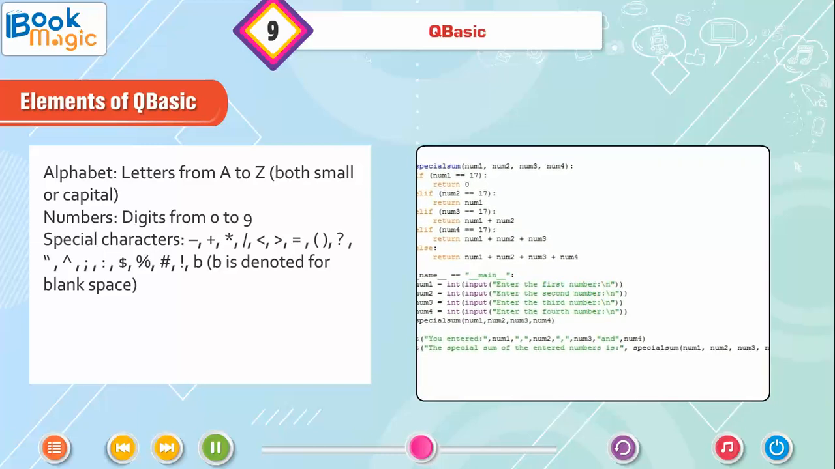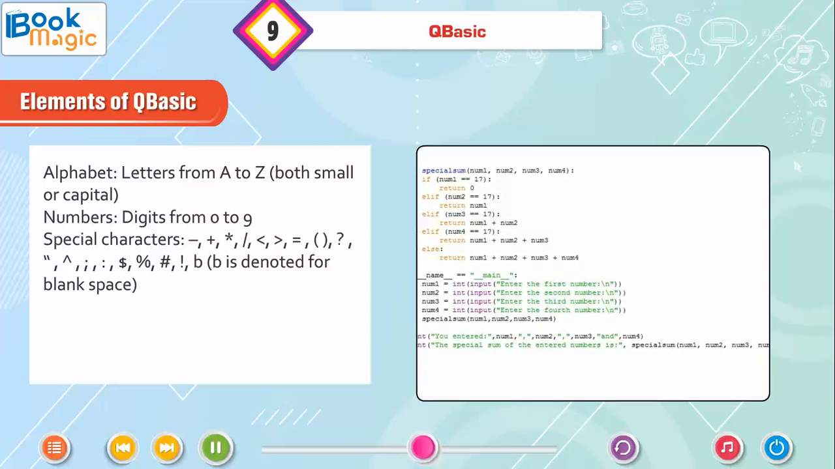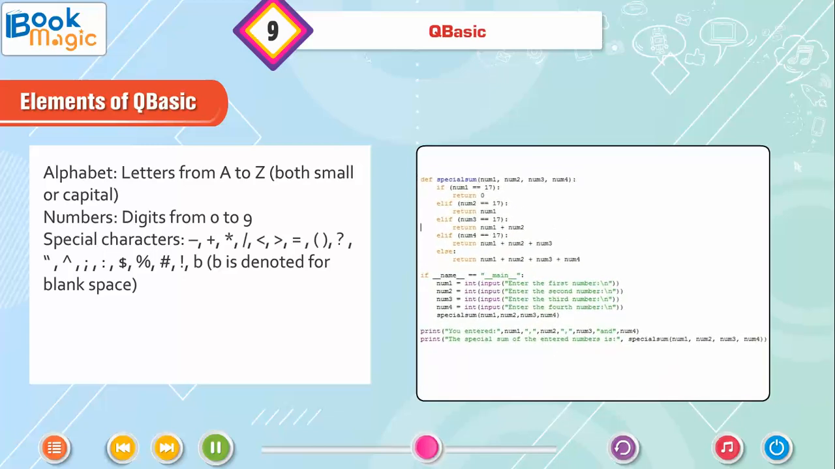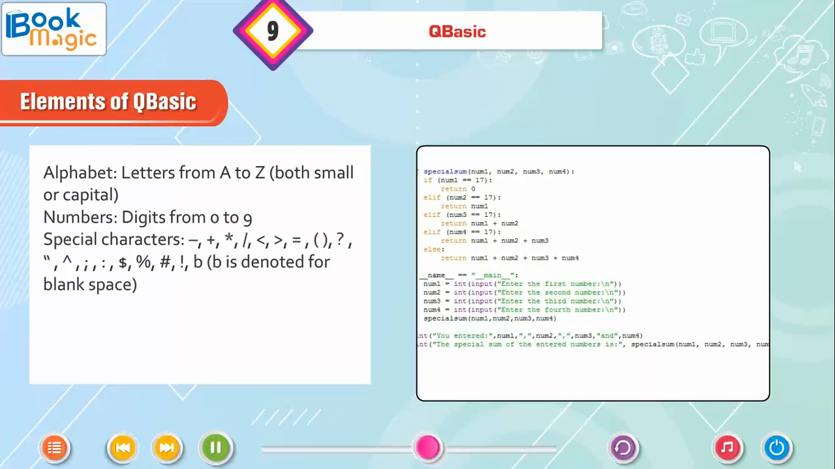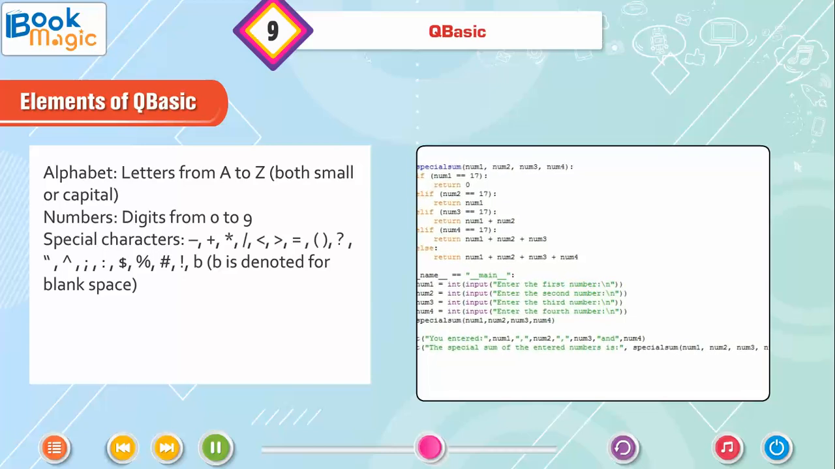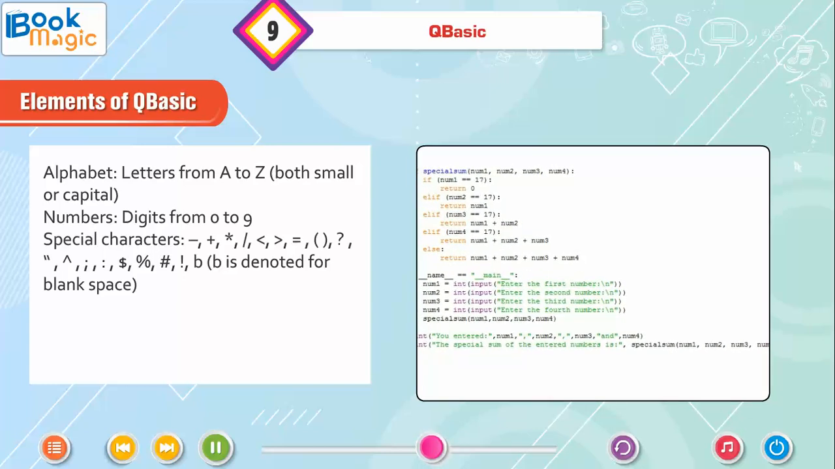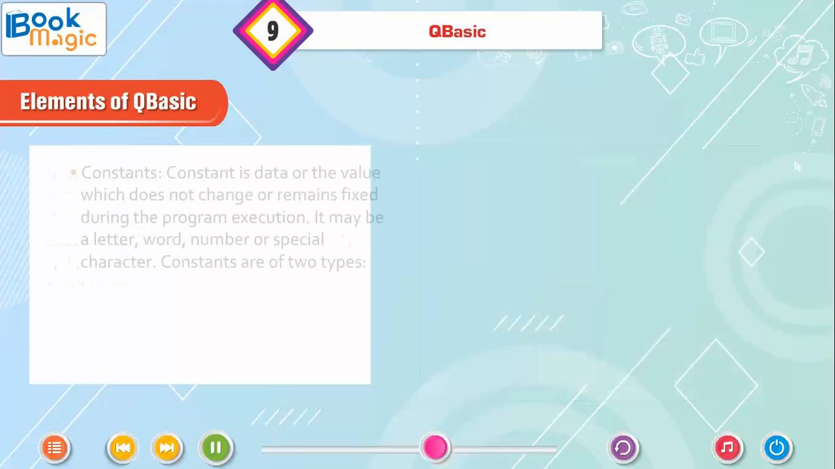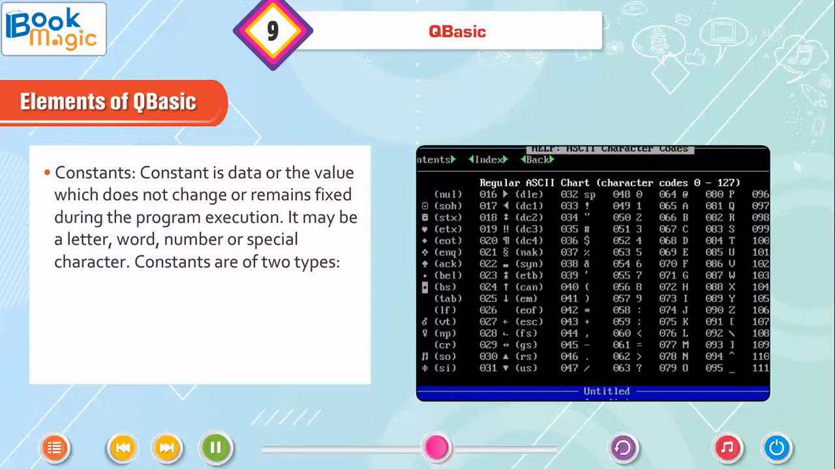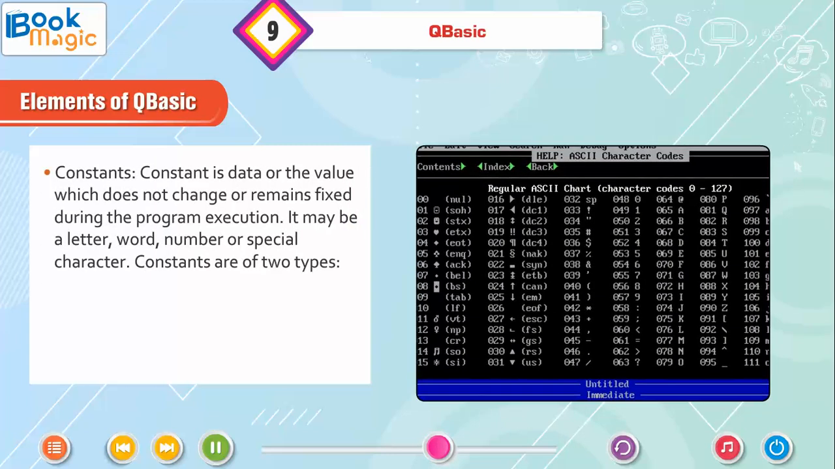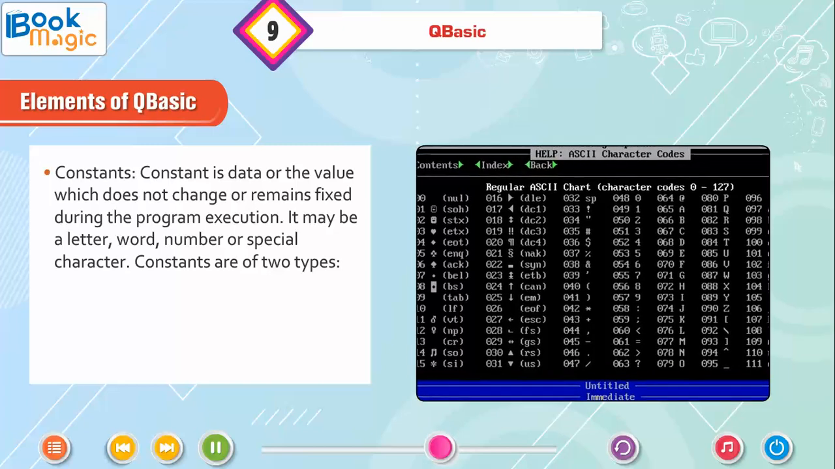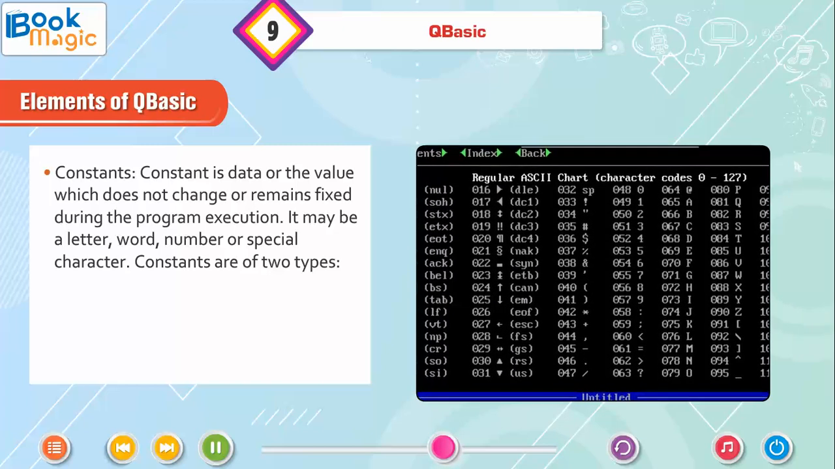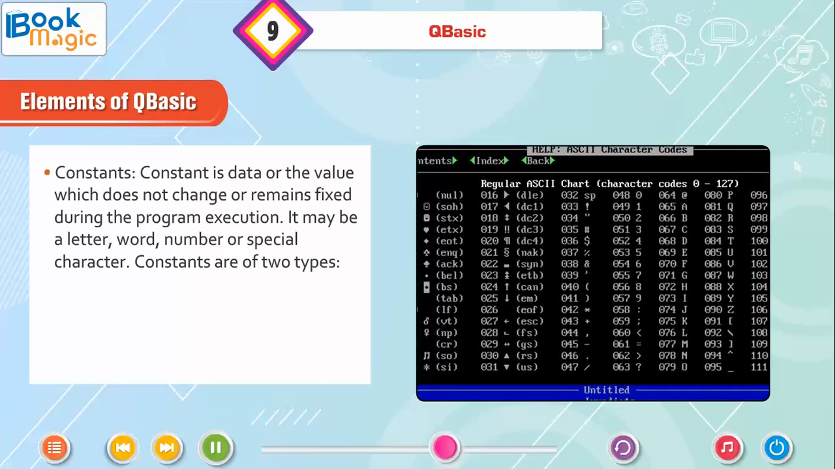Special characters: minus, plus, into, slash, greater than, less than, equal to, brackets, question mark, inverted commas, exponential, dollar, percentage, hash, exclamation mark, and B. B is denoted for blank space. Constants. A constant is data or a value which does not change or remains fixed during the program execution.